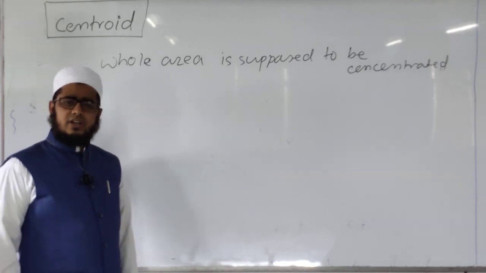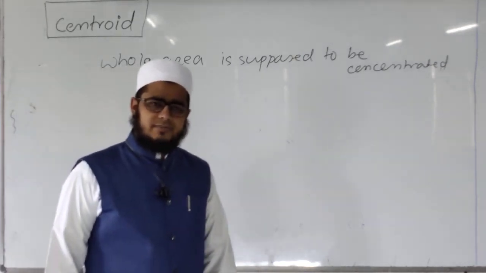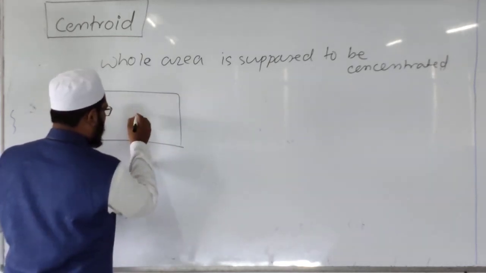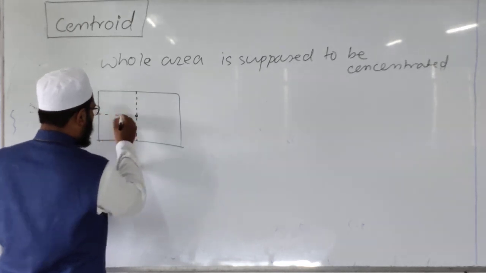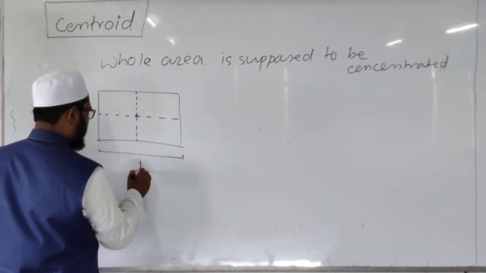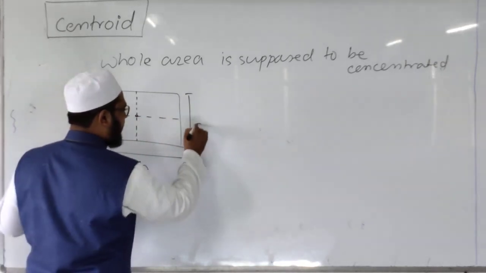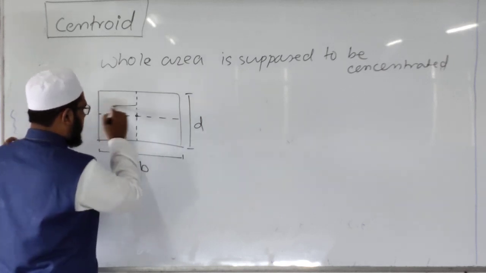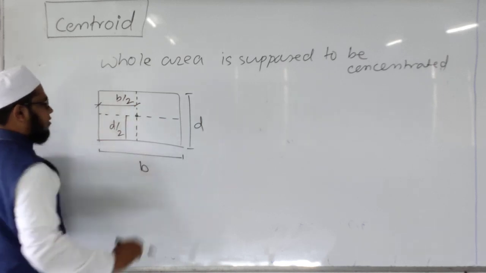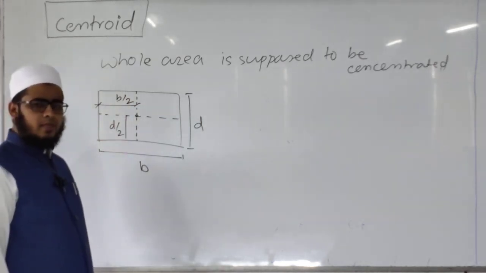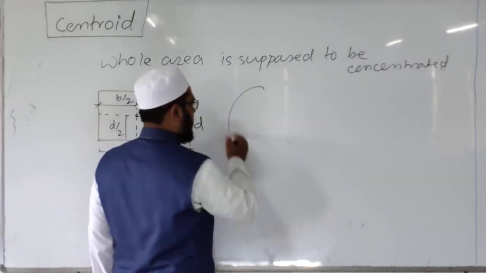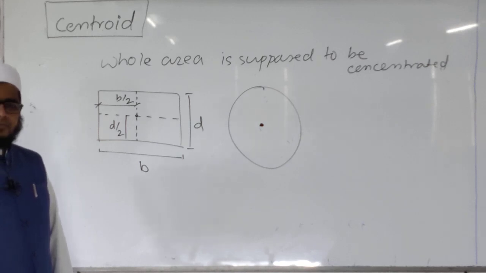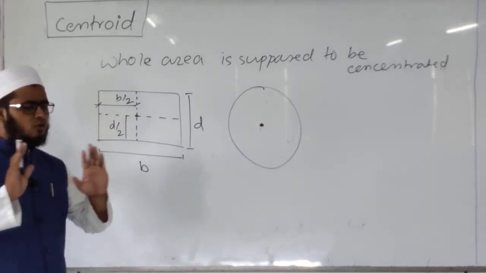In standard figures, we know what the geometric center is. For example, if it is a rectangle with width B and depth D, then the point B by 2 and D by 2 is the centroid of this rectangular figure. For a circle, the center of the circle is the centroid of the figure. Likewise, for standard figures, we all know the geometric center.